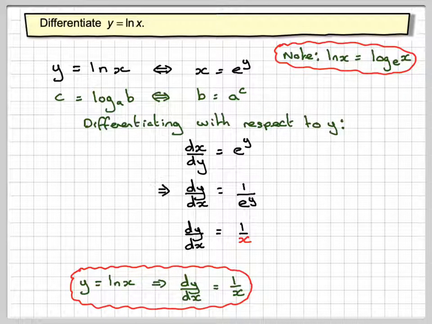So in this video, I've shown you that if y is equal to ln of x and you want to find its differential, it's going to be 1 over x.